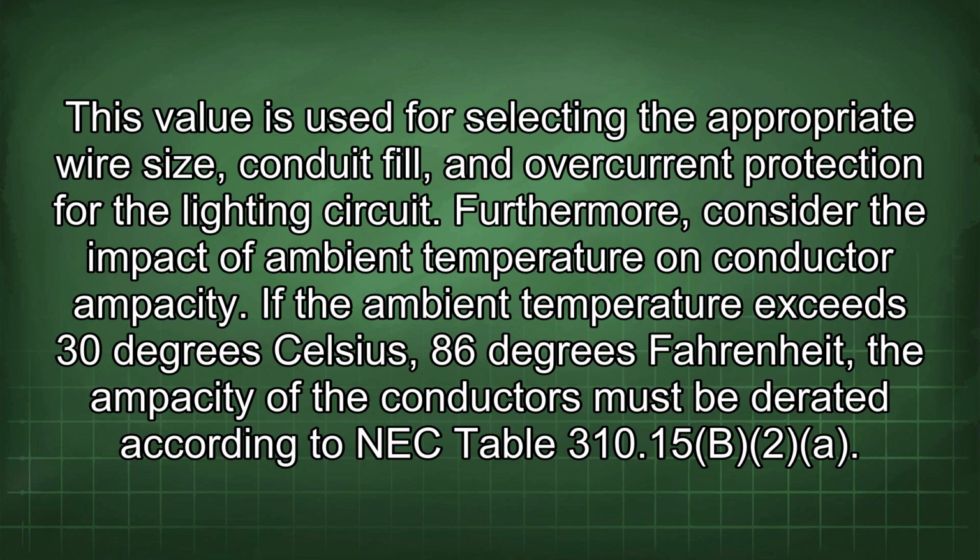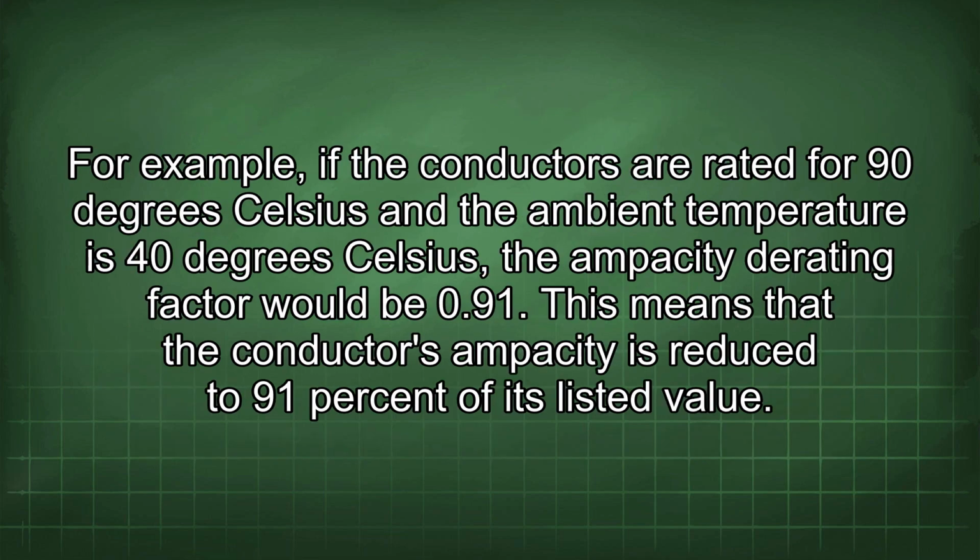Furthermore, consider the impact of ambient temperature on conductor ampacity. If the ambient temperature exceeds 30 degrees Celsius, 86 degrees Fahrenheit, the ampacity of the conductors must be derated according to NEC Table 310.15(B)(2). For example, if the conductors are rated for 90 degrees Celsius and the ambient temperature is 40 degrees Celsius, the ampacity derating factor would be 0.91. This means that the conductor's ampacity is reduced to 91% of its listed value.